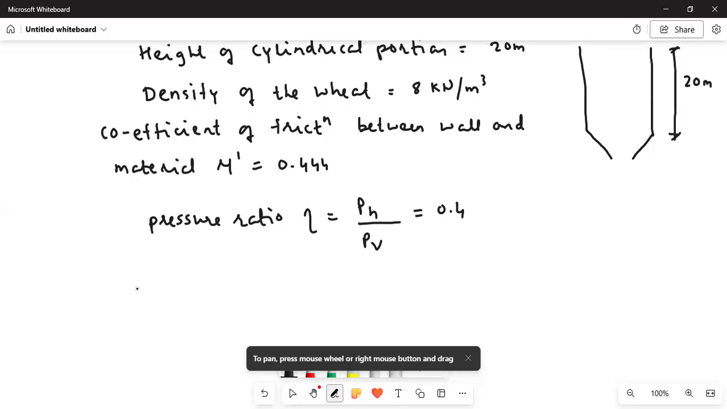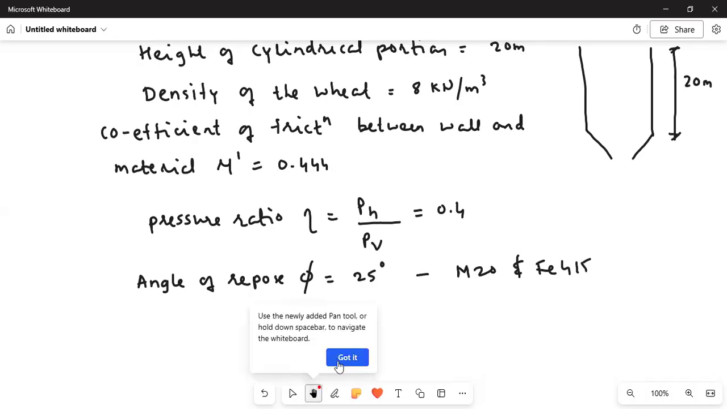Angle of repose is given, phi equal to 25 degrees. And they're asking us to use M20 grade concrete and Fe415 steel.